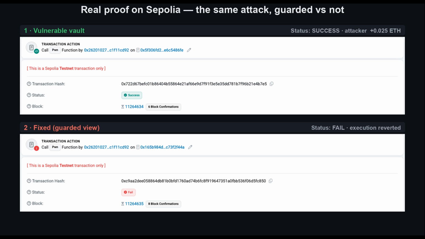And this isn't only a local test. I deployed both vaults to Sepolia, a real public Ethereum testnet, and fired the same attack at each. On top, the vulnerable one: the attack transaction succeeds, and the attacker walks away richer, right there on the block explorer for anyone to verify. On the bottom, the guarded one: the exact same attack fails, reverted on-chain. Same code, same attacker. One line of difference between a robbery and a safe protocol.